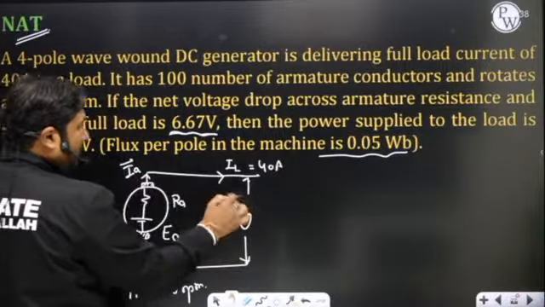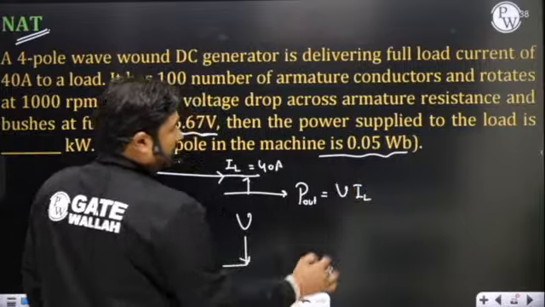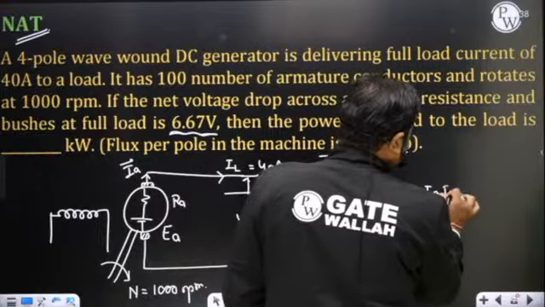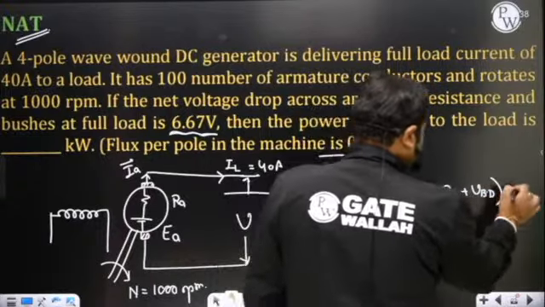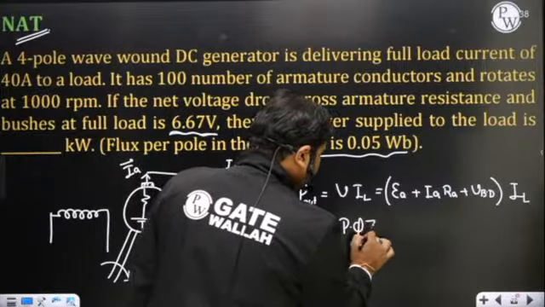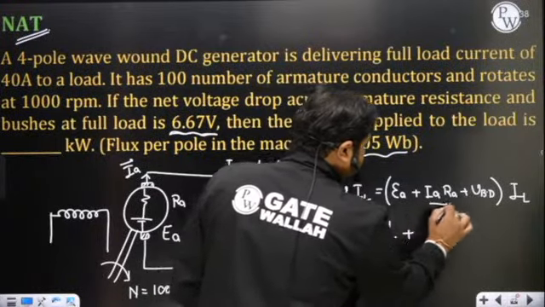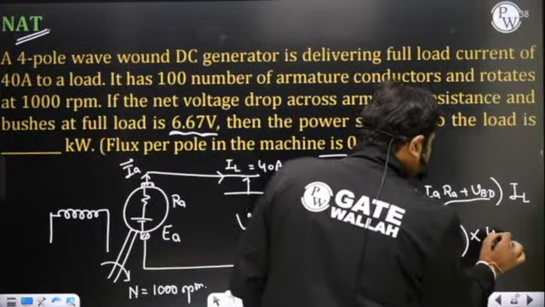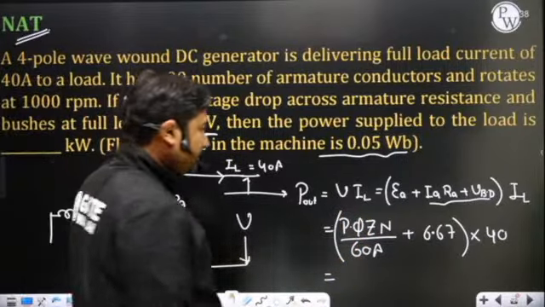Okay, yes sir. So we have the output power V into IL. What is V? V is equals to EA plus IA RA plus VBD, into IL. And what is EA? EA is P phi Z N by 60A, plus this drop, which is given as 6.67, and this current is given as 40. Means only we need to identify now P phi Z N upon 60A.